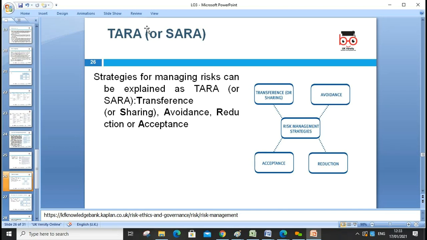A is avoidance. If we don't do business, we can avoid risk. But how do we earn then? Yes? Okay, R is reduction. We can reduce risk if we prioritize it and plan it well. The last A is acceptance. Yes, we have to accept the risk up to a certain level.